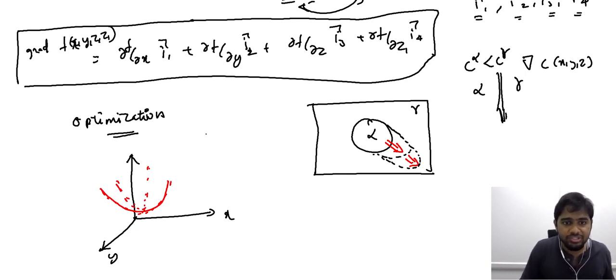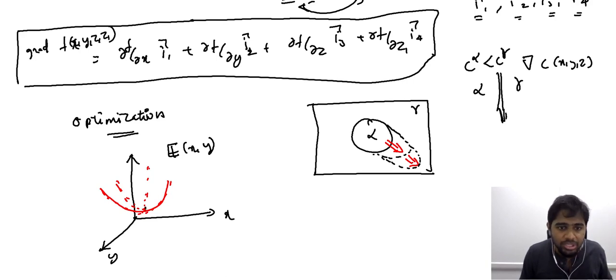Now this error function, again, is dependent on x and y. What we mean by optimization of this error function is you have to reach the point here, where the error is close to zero. The error is minimal. So you have to reach a point where the error is minimal.